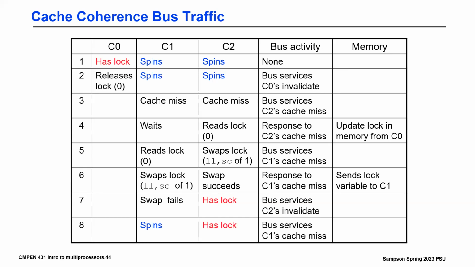So if you're looking at what the coherent state would be at this point here, when I do the SC, it's going to invalidate just like any other store, right? So this line here is going to have been invalidated by the time that it tries to do this swap.